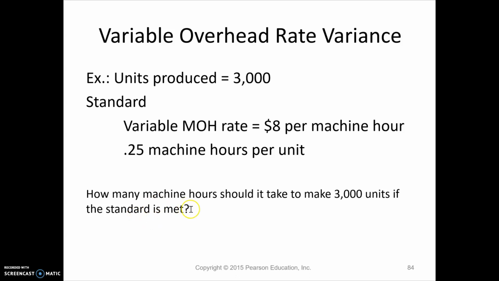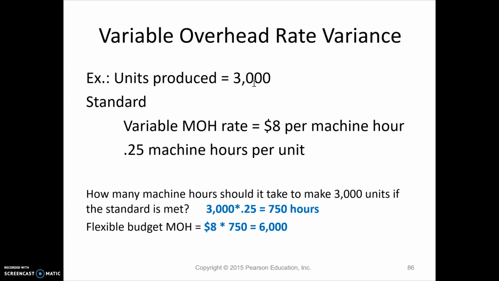So let's think about this. How many machine hours should it take to make 3,000 units if the standard is met? Well, each unit should take 0.25. So if we made 3,000 units, 3,000 times 0.25 tells us that our standard hours allowed would be 750. So our flexible budget manufacturing overhead would be the $8 standard rate times the 750 hours. So 6,000 should be our flexible budget variable manufacturing overhead.